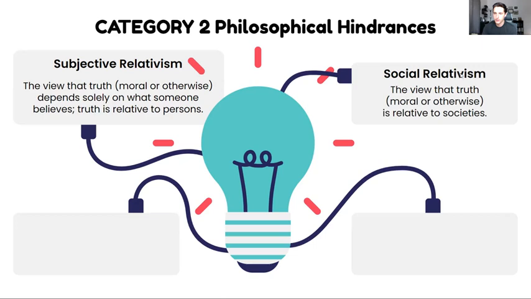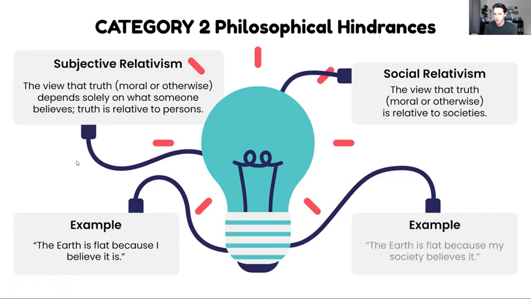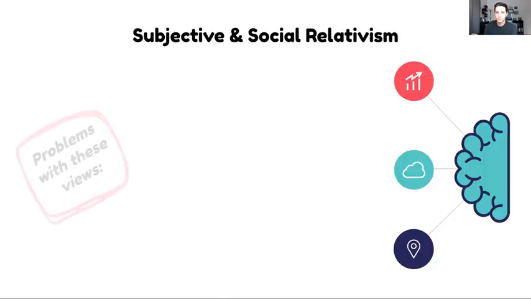Subjective relativism is different than what we call social relativism, which is the view that truth, moral or otherwise, is relative to societies. So whether we want to frame that as American society or even different subsets of American society. So yeah, here's another example of subjective relativism. The earth is flat because I believe it is, right? Or the earth is flat because my society believes it. Both of these views, while popular to some degree, again, problems.